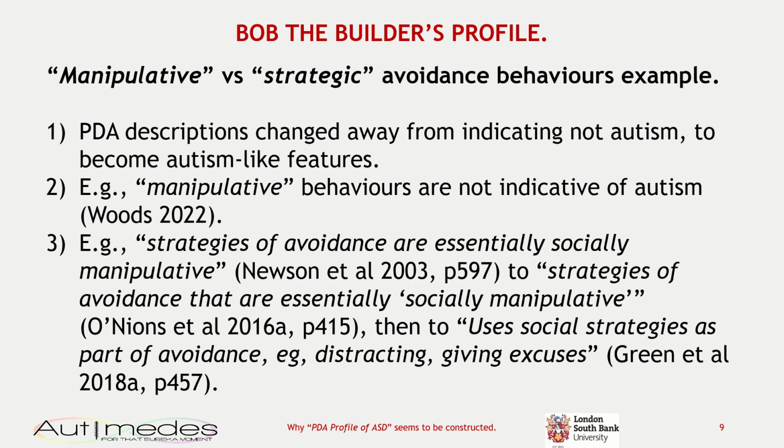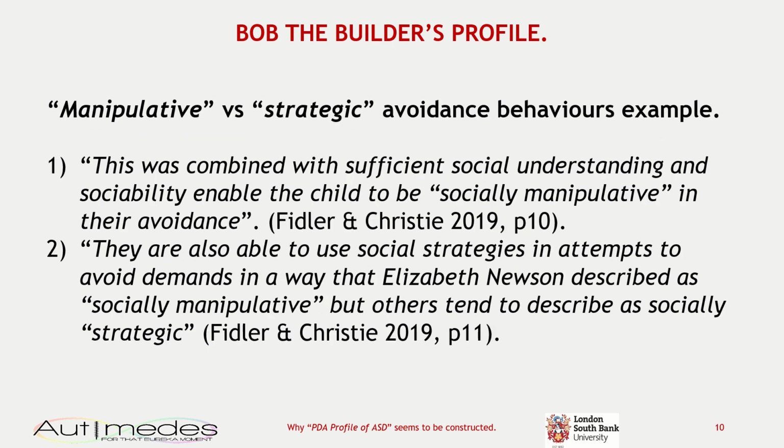This is quite problematic, so I'm going to give you a couple of quotes. This is from Fiddler and Christie's 2019 book. This was combined with sufficient social understanding and sociability to enable the child to be socially manipulative, and that's socially manipulative in quotation marks from Fiddler and Christie, but in their avoidance. The next quote is: they are also able to use social strategies in attempts to avoid demands in a way that was described as being socially manipulative, but others tend to describe as being socially strategic.